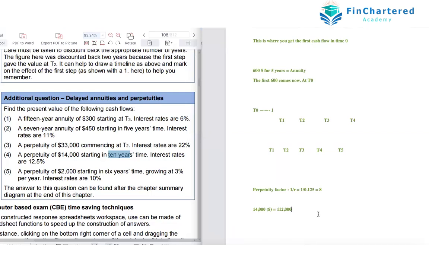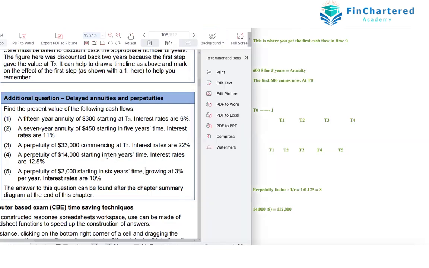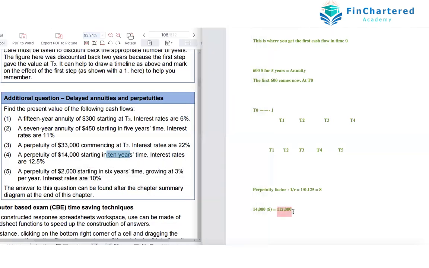Very good, Kittu. Now what happens? Remember that the first payment is happening in 10 years' time. First payment is happening in 10 years' time. So this amount that you got, it is literally giving you the present value in time 9.